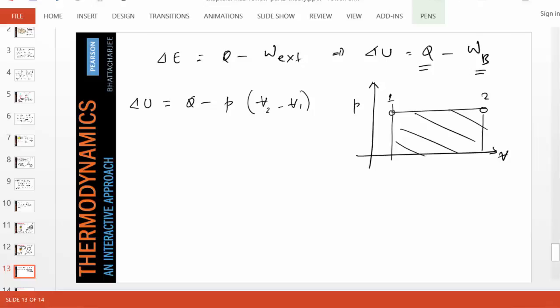Now we can simplify that. Therefore Q will be equal to delta U, which is U2 minus U1, plus P times (V2 minus V1). Nothing wrong. We can figure this out, because U2 minus U1 can be found, V2 minus V1 can be found, and pressure remains constant. So therefore Q and W boundary, or W external, has been determined.